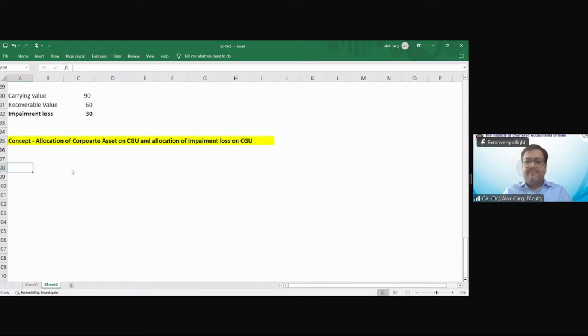I hope the Excel file is there. Are you able to see the Excel file? Yes, friends. So friends, we will be discussing illustration number 8 of ICAI study material, which is allocation of corporate asset and impairment.